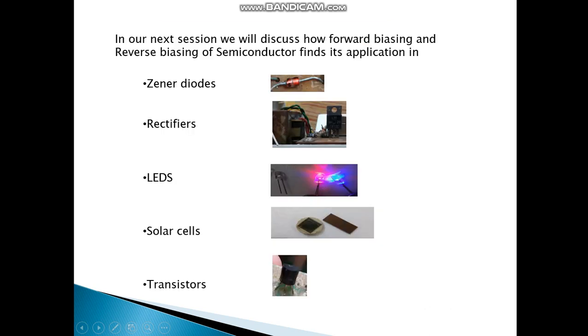So in our next session, we will discuss how forward biasing and reverse biasing of semiconductor finds its application in Zener diodes, rectifiers, LEDs, solar cells and transistors.